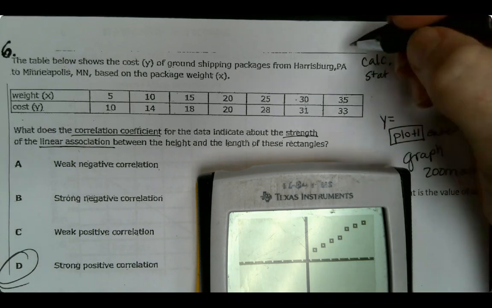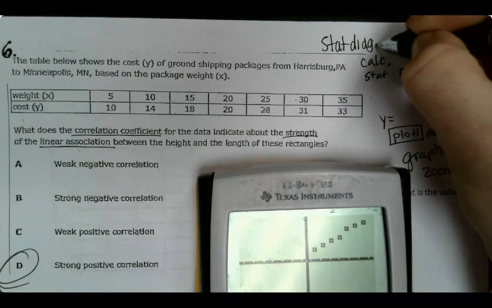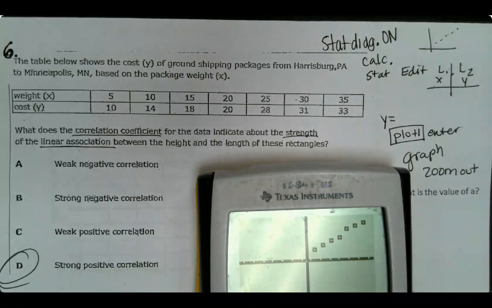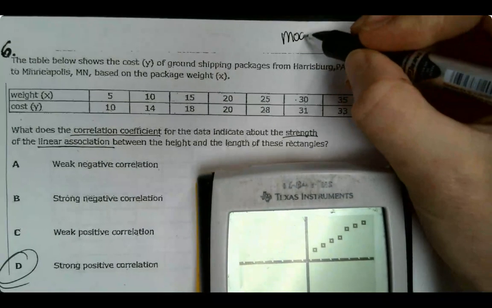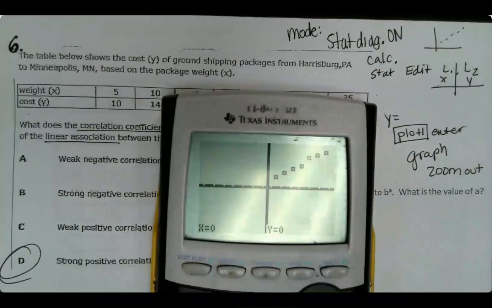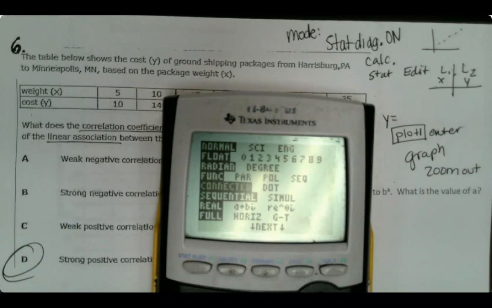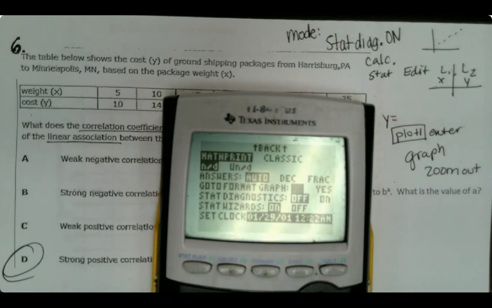You could also turn on stat diagnostics to find the R value. Go to mode to get to that. So I'm going to show you that real quick, just in case the test asks you for the R value. So go to stats. No, go to mode first. Mode. Down to stat diagnostics and turn it on.